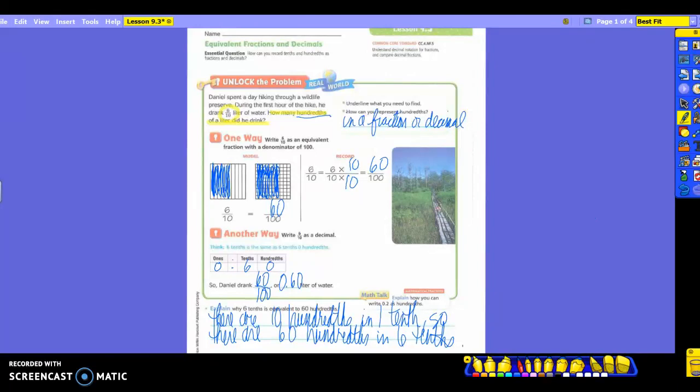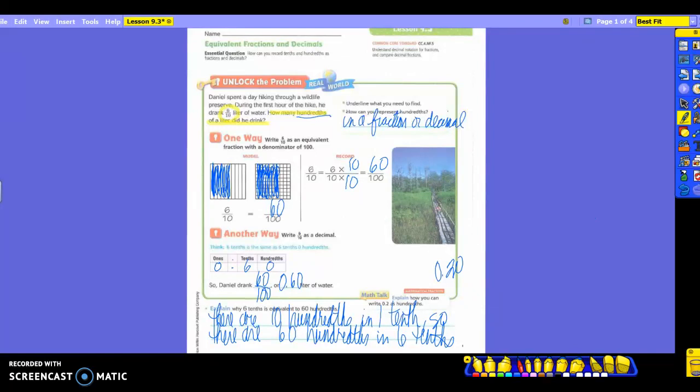It says, explain how you can write 2 tenths as hundredths. So what's it going to be here? Cheyenne? Okay, what do I say that as? 20 hundredths. So she's saying you can write it like this.